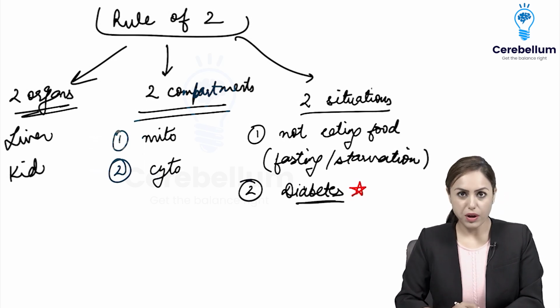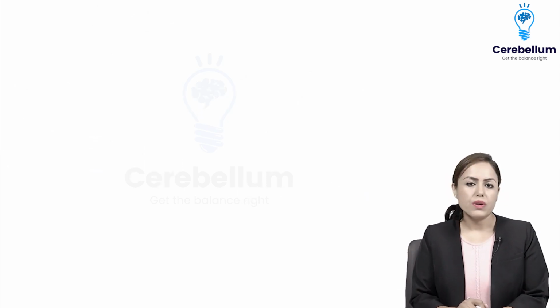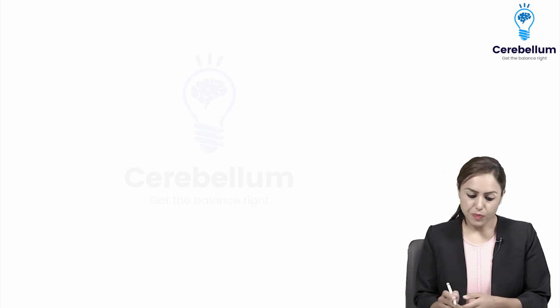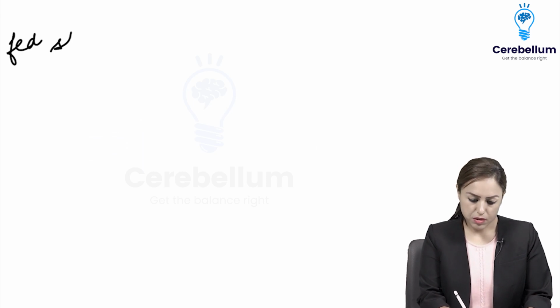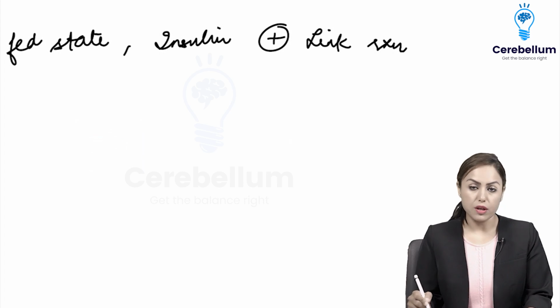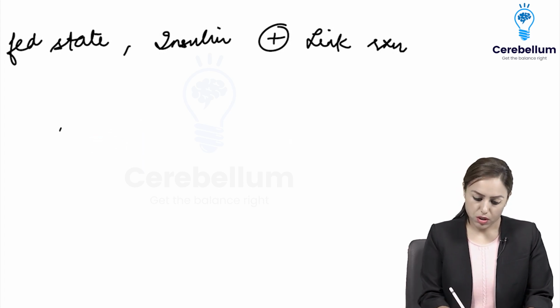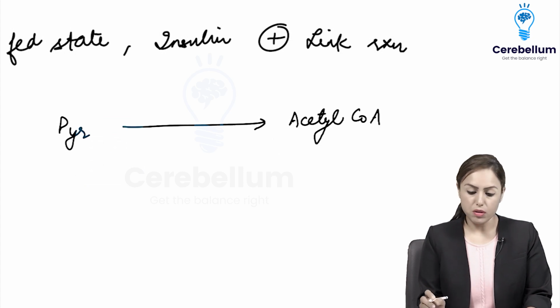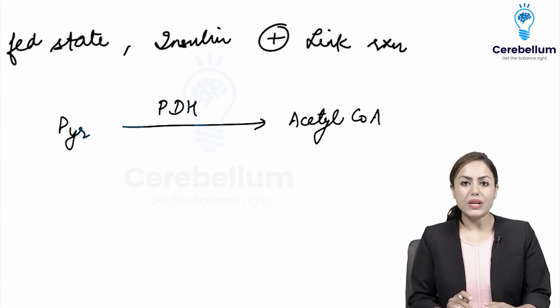Very important point. Then there is a concept that you have to see, what happens to the link reaction in fed and fasting state, and then you will understand something for gluconeogenesis. So let me take that. In fed state, there is the hormone insulin. Insulin activates the link reaction. So this link reaction, pyruvate to acetyl-CoA, will occur in the presence of the enzyme PDH, pyruvate dehydrogenase.